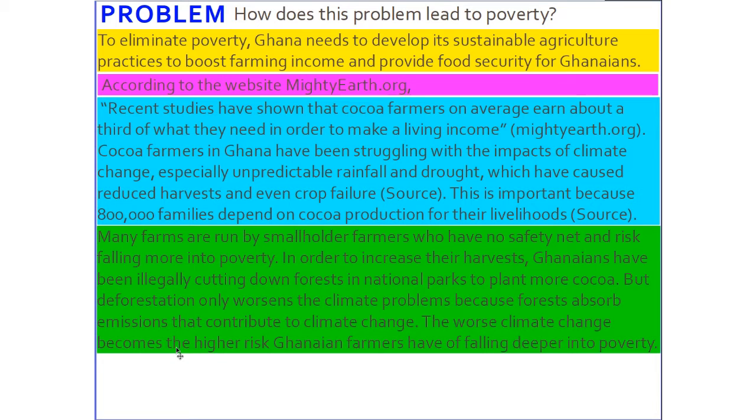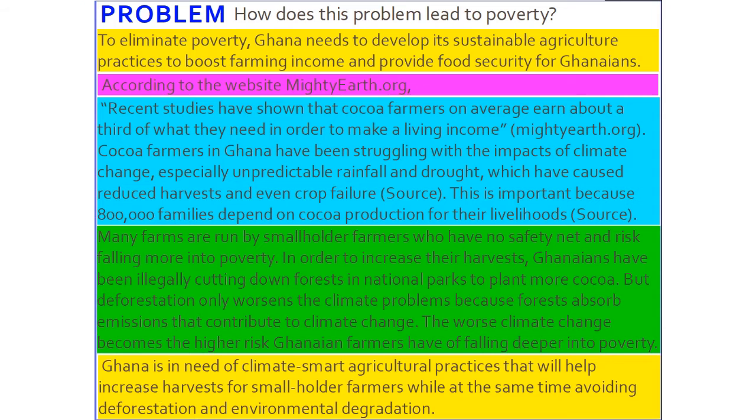In order to increase their harvest, Ghanaians have been illegally cutting down forests and national parks to plant more cocoa. But deforestation only worsens the climate problems because forests absorb emissions that contribute to climate change. So here I'm kind of giving some information about this evidence, but I'm also saying they have no choice. They're doing this because they have no choice because they're in poverty, right? So I'm continuing with that idea of poverty. And then listen to my last sentence, how I wrap that explanation up. The worse climate change becomes, the higher risk Ghanaian farmers have of falling deeper into poverty. So I'm coming back to that again.